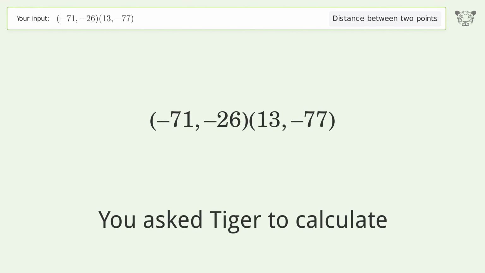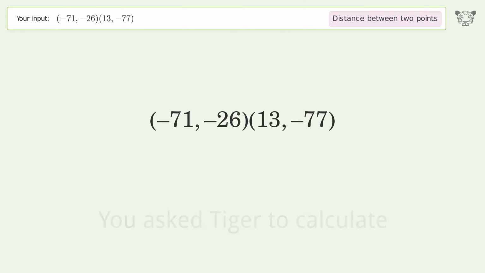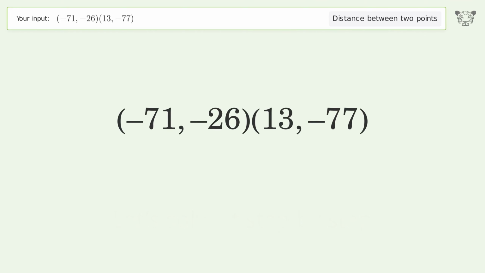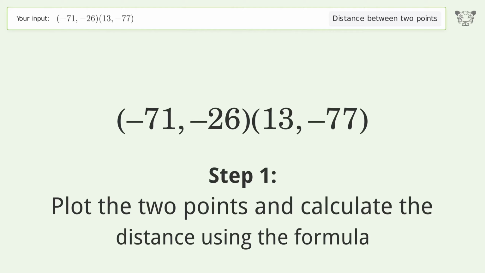You ask Tiger to calculate. This deals with the distance between 2 points. The distance between the 2 points is the square root of 9,657 or 98.27. Let's solve it step by step. Plot the 2 points and calculate the distance using the formula.